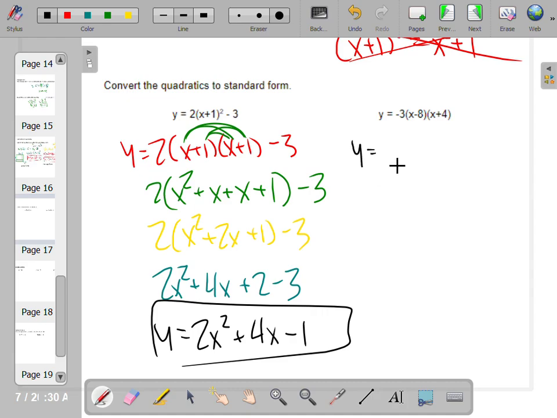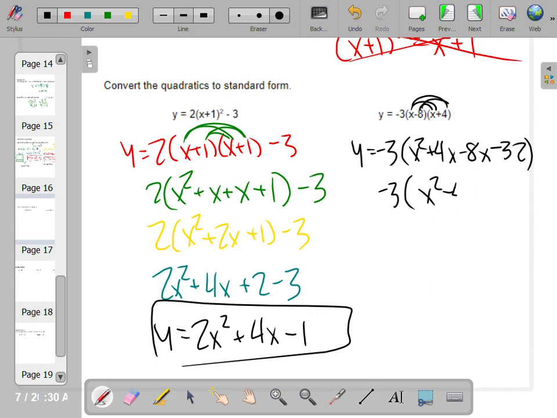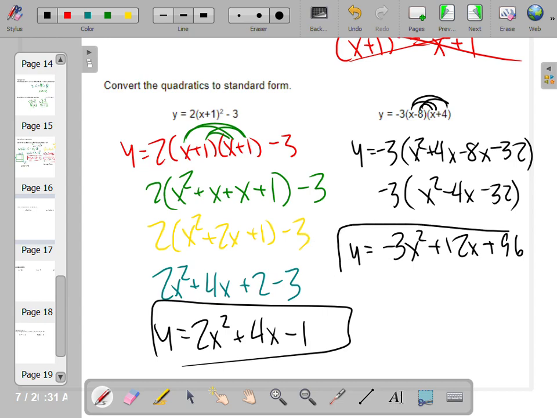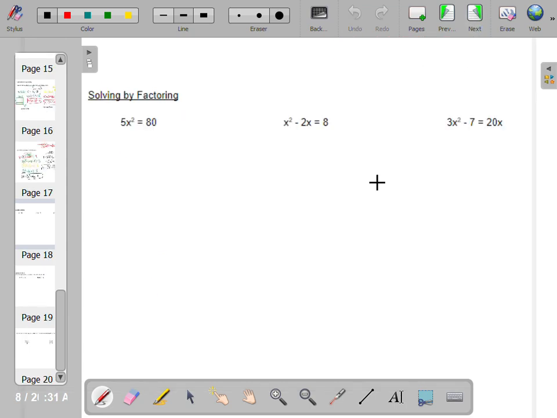For this problem, I'm going to do it the same way. I'm going to expand this out: x squared plus 4x minus 8x minus 32. I'll leave the negative 3 alone. Combine like terms. That's negative 4x. Then I'll distribute the negative 3: negative 3x squared plus 12x plus 3 times 32 is 96. So that's in standard form, converting it all: negative 3x squared plus 12x plus 96. That's one from vertex form and one from intercept form. So that's pretty much all I can throw at you.